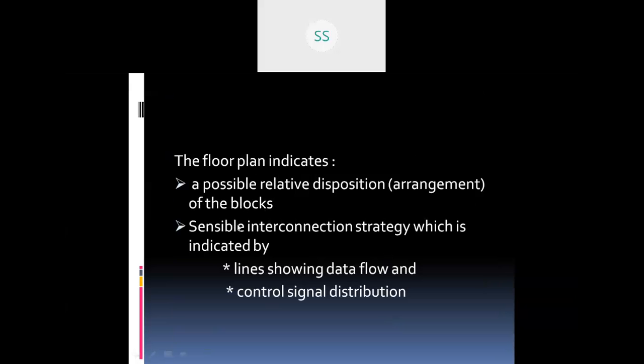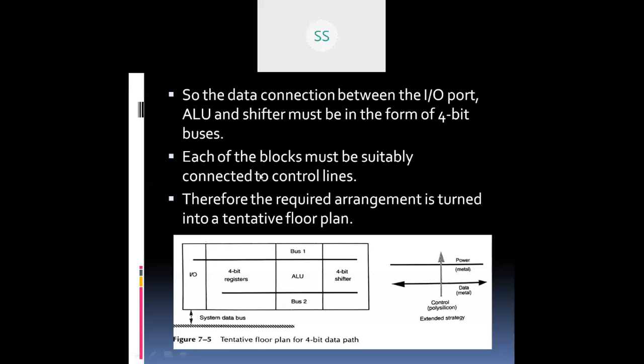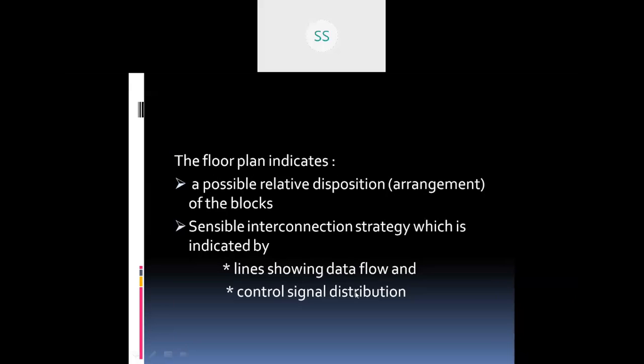Now, what are the uses of this floor plan? The floor plan displayed here indicates two main points. The first one is a possible relative arrangement of the blocks, and the second one is the sensible interconnection strategy that is used. This is indicated first by lines showing the data flow, and second by control signal distribution. So the purpose of drawing the floor plan is to indicate these two.